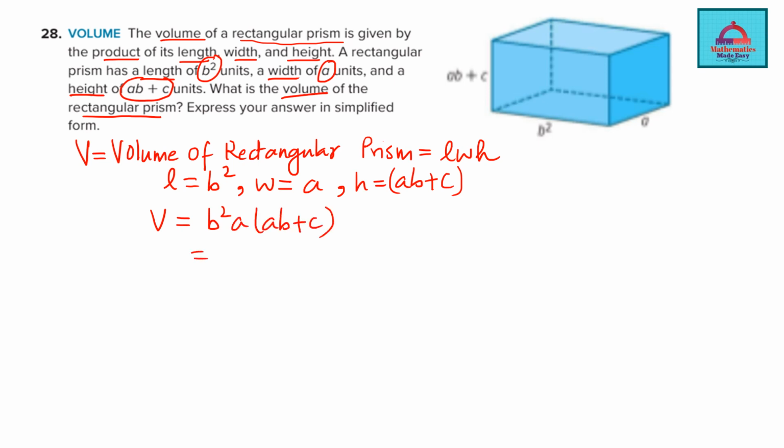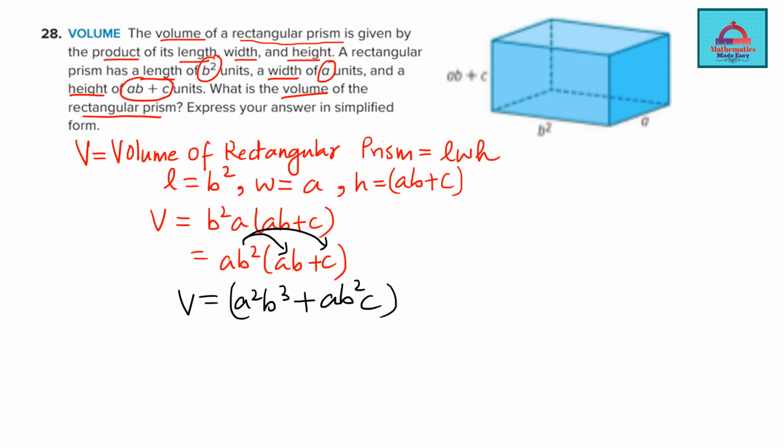Now when you have something like this, you use the distributive property. So I'm going to distribute the one which is outside to the two terms inside. It becomes a squared b cubed plus a b squared c. So this is the volume of the rectangular prism, and the unit will be units cubed because it is volume.